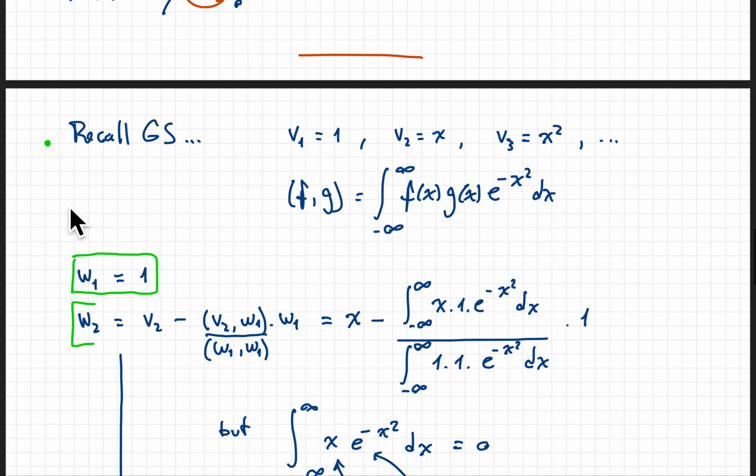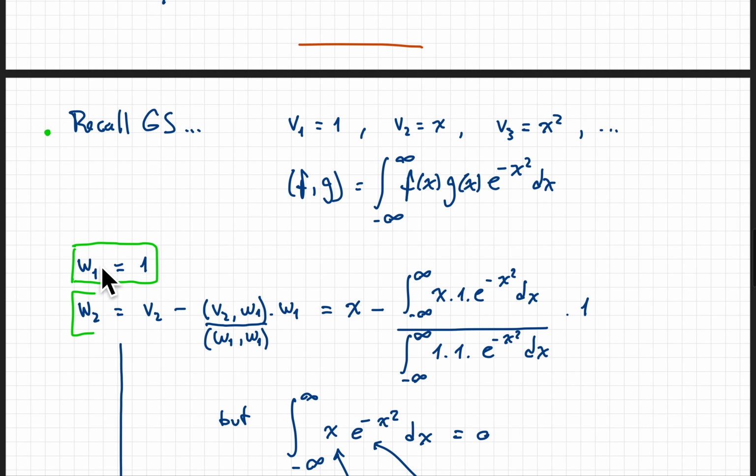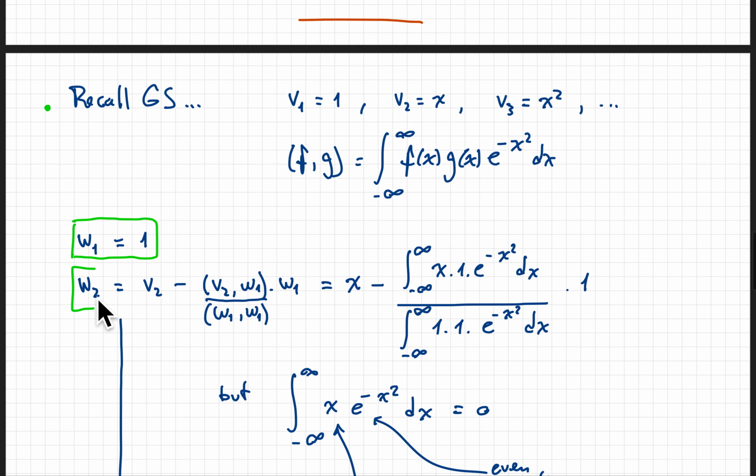In the Gram-Schmidt process, if you remember, the first output vector is simply the same as the first input vector. And then when we go to the second output vector, what we have to do is subtract the projection of v2 onto w1. And so w2 is v2 minus that projection times w1 divided by this magnitude squared of w1. So you calculate this w1 with itself.